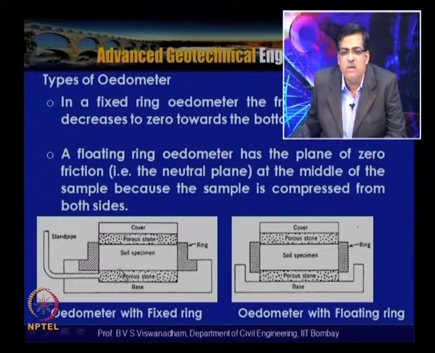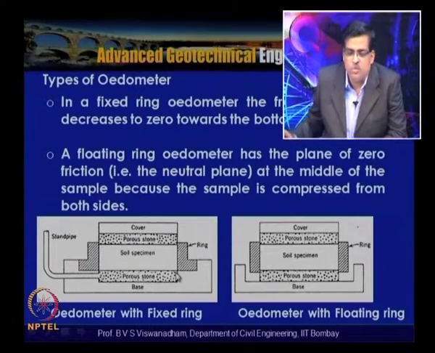In the case of the fixed ring oedometer, the friction gradually decreases to zero towards the bottom. So it is maximum at the top and then reduces to zero.